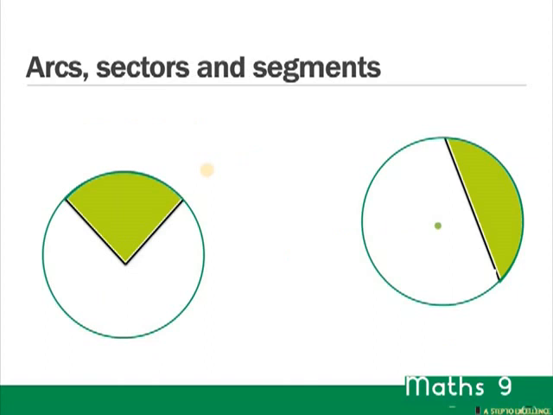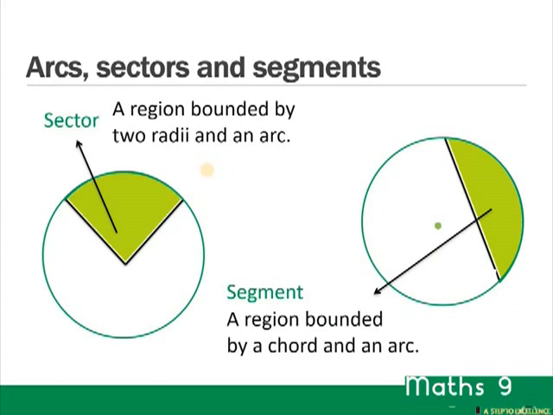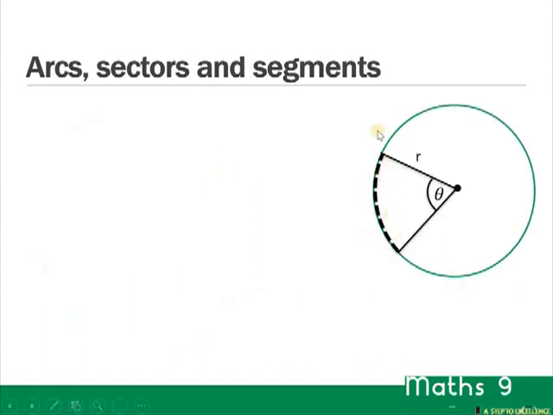Arcs, sectors and segments. This is a sector. It's a region bounded by 2 radii and an arc. This is a segment. It's a region bounded by a chord and an arc. Let's suppose that we wanted to find the length of this arc, L.